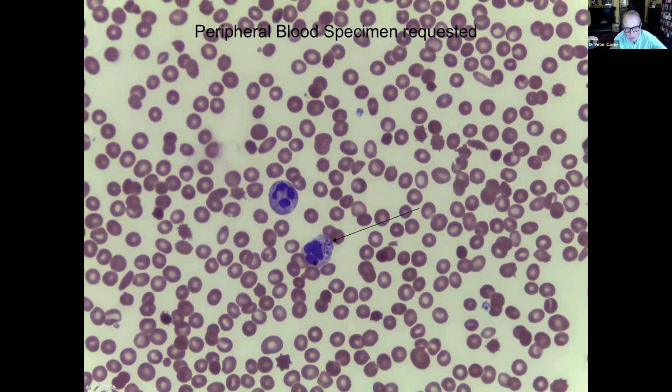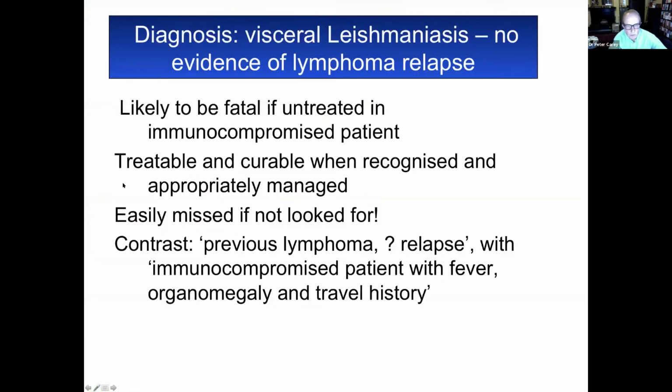Because, and here they are in neutrophils, where they normally proliferate in monocyte macrophage lineage cells. And the importance of this is that this is fatal in an immunocompromised patient. It's readily treatable and curable when it's recognized and appropriately managed, and it's easily missed if you don't look for it. And we had looked at this material without seeing it, perhaps because if somebody had said, oh, here's an immunocompromised patient with fever, organomegaly, and a travel history, we might have got there more quickly.